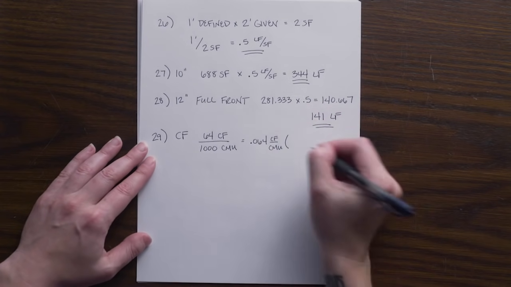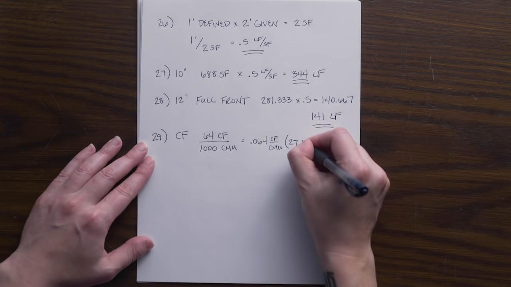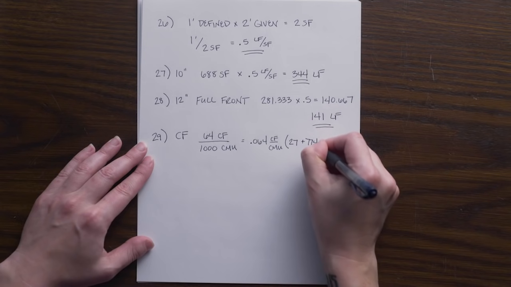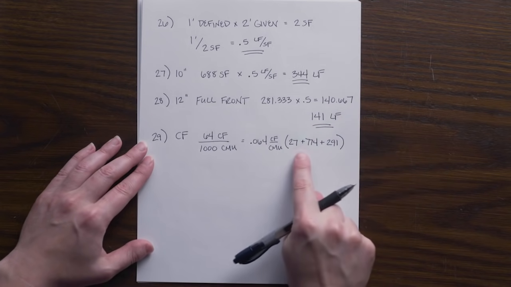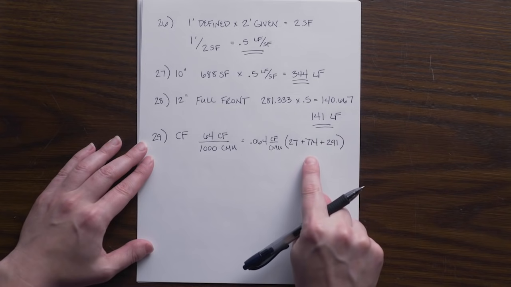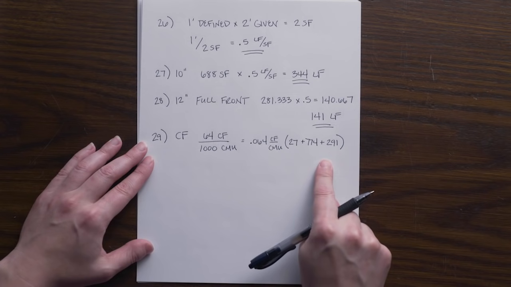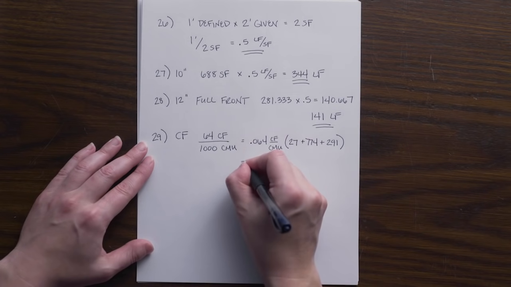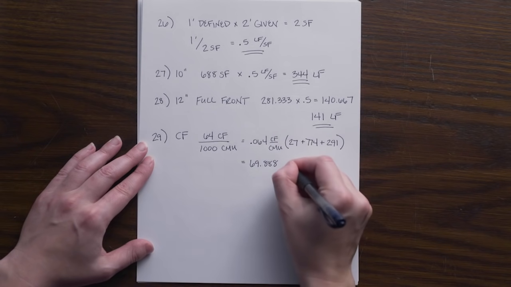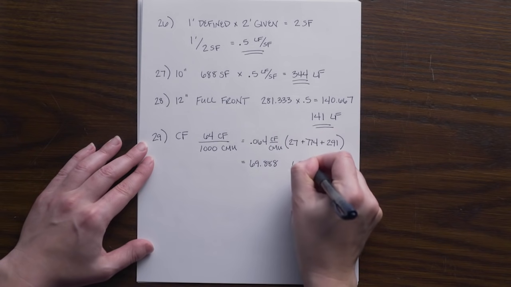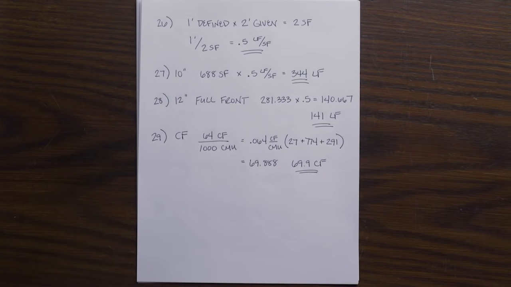We multiply that by all the CMU we have. We have 27 8-inch, 774 10-inch, and 291 12-inch. We don't need to specify between the pilasters, the lintel blocks, corner returns, corner block. We can leave it all lumped together. And we get 69.888, or roughly 69.9 cubic feet of mortar required for this job.